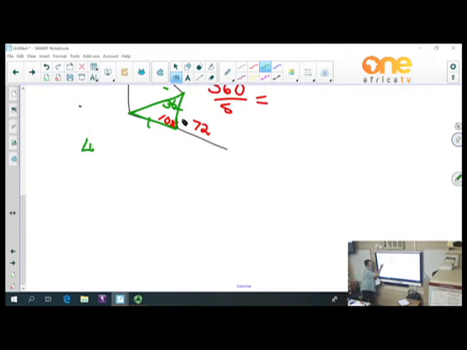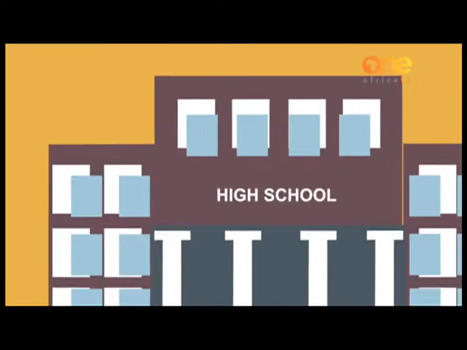Right, question 4. The diagram above shows a regular seven-sided polygon. Each of the interior angles is marked with X. How do we get the interior angles of a heptagon? N minus 2 times 180. Right.